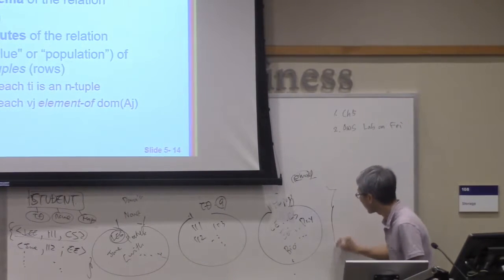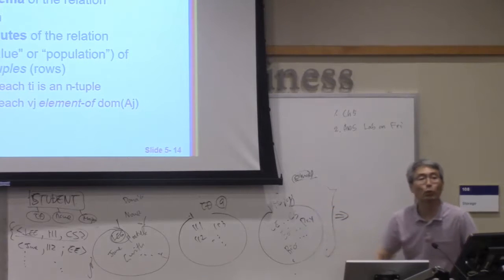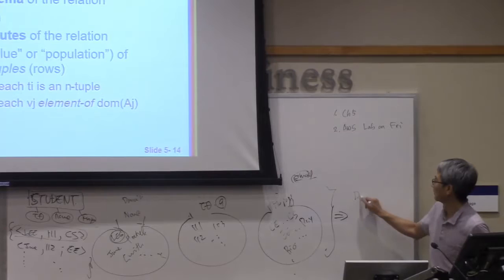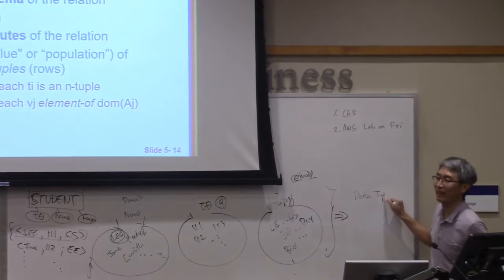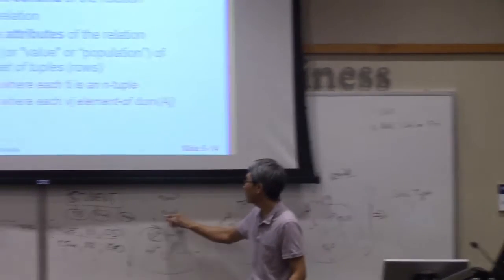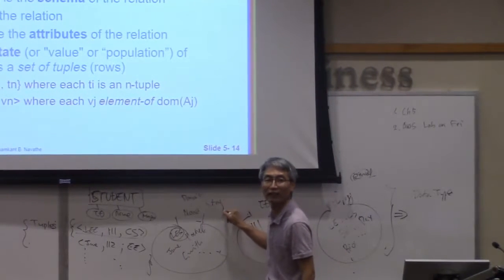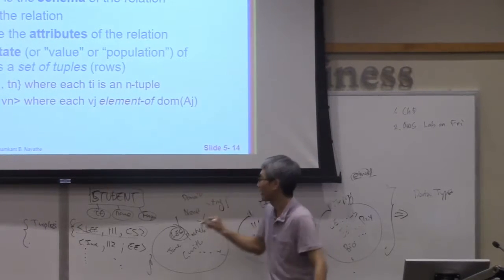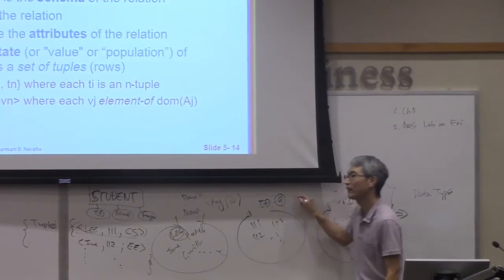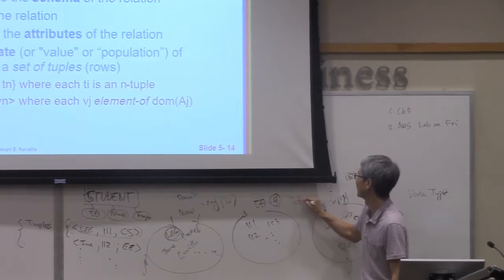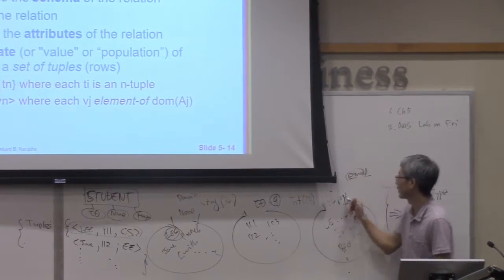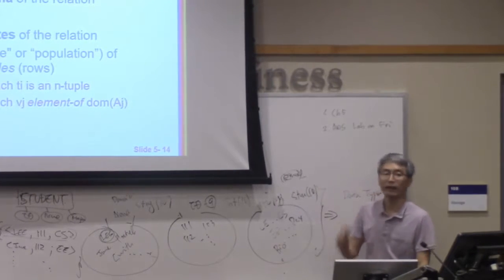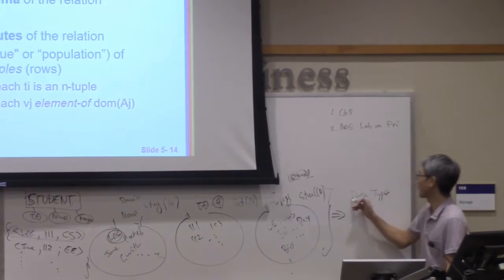So later, instead of using a domain, we are using a data type. For example, name is a string. Specifically, if you have a maximum, like 30 bytes; ID, an integer, for example a 10 digit; and the major is a string of 10 bytes, like that. We can use data types.